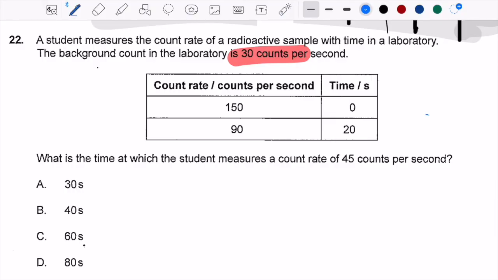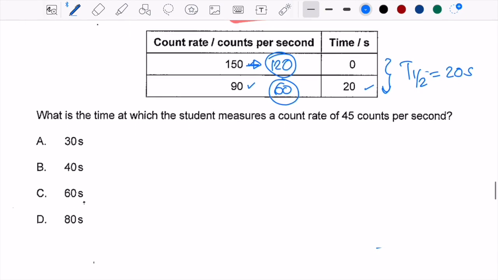Question number 22. Count rates are 150 and 90 in 20 seconds. Actually, the real count rate because of the radioactive material is only 120. This is 90 minus 30, 60. A very important thing is half-life. It seems to be 20 seconds because 120 became 60, right? Now they ask at what time it will be 45 counts per second. Okay, 120 will become 60, will become 30, will become 15.